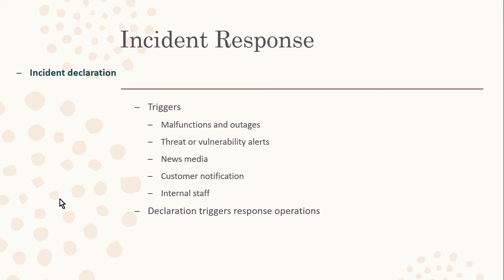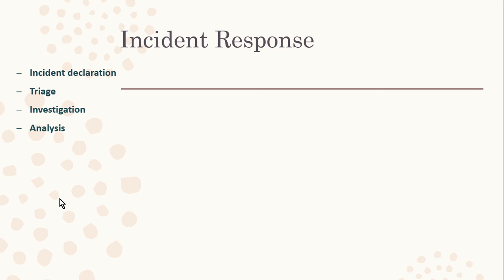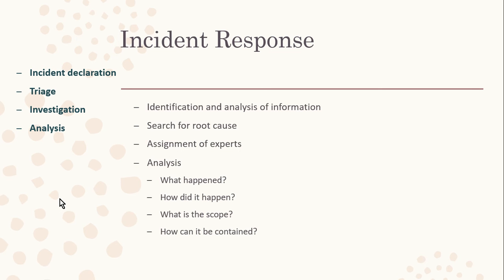Internal staff might notify you that there's some kind of an incident happening or has happened, and it's probably the most common way we're notified of incidents in most organizations. So somehow we declare that something has happened that needs to be investigated. So once that happens, we start with triage. We identify and analyze information. We search for a root cause of the incident. We get experts involved if we need to. We try to find out what happened, how exactly it happened, what is the scope of the damage, and how can it be contained.